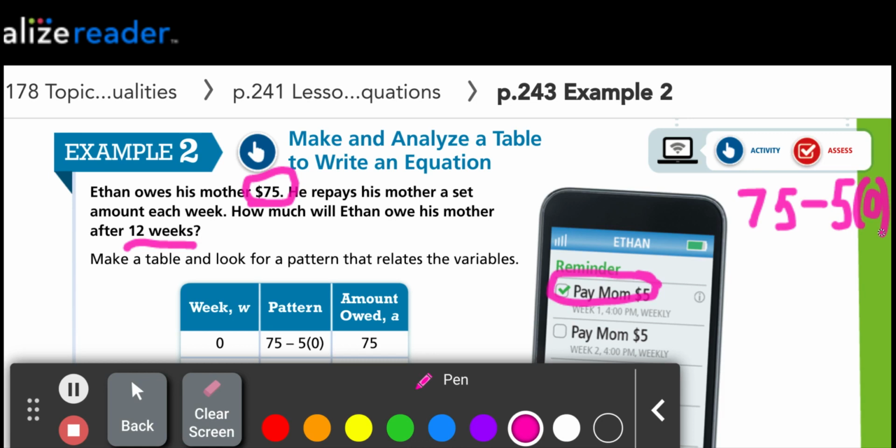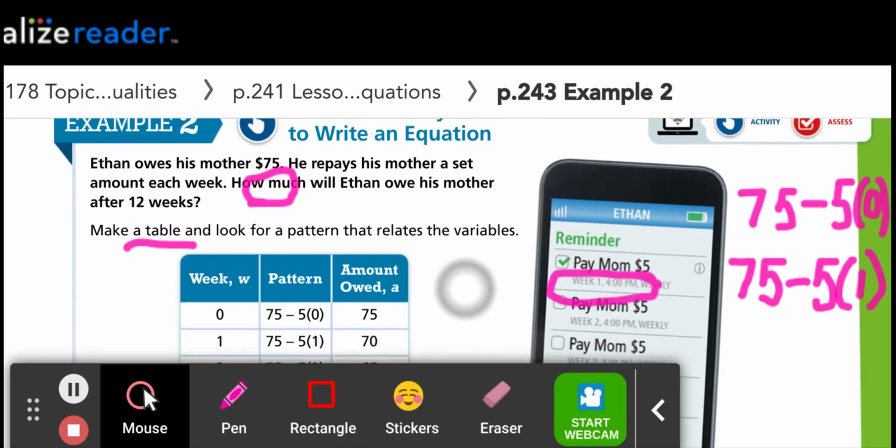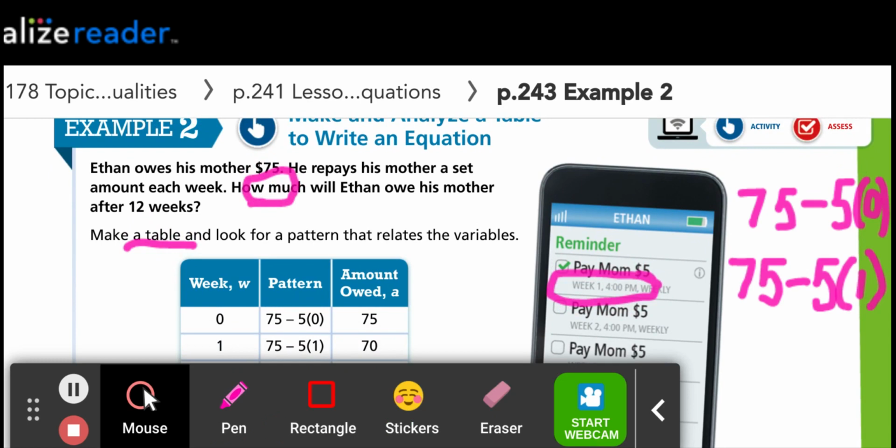For week number 1, he's going to have $75 minus $5 the first week. So 5 times 1. Well, what's $75 minus 5? Because 5 times 1 is 5. 75 minus 5 would be 70. So that first week, he'll still owe his mom $70.